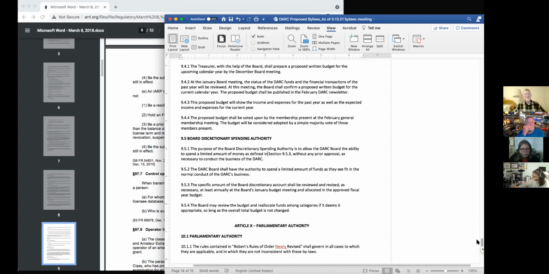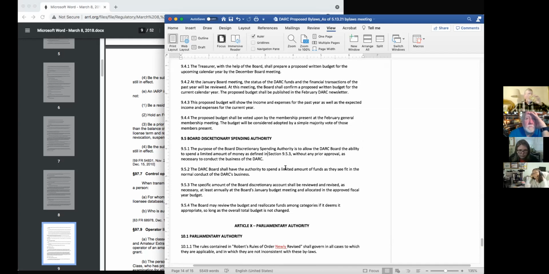All right. I'm going to go back and read through this since we made a couple changes. So 9.5.1, the purpose of the board discretionary spending authority is to allow the DARK board the ability to spend a limited amount of money as defined in section 9.5.3 without any prior approval as necessary to conduct the business of the DARK.